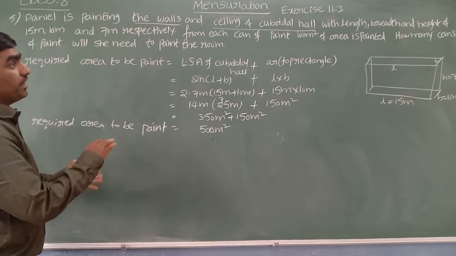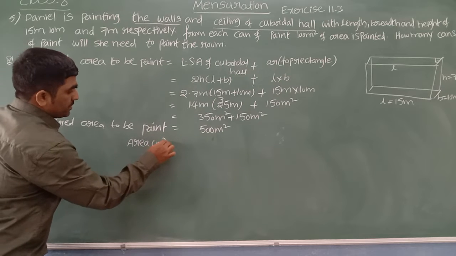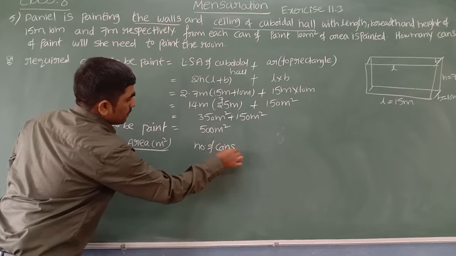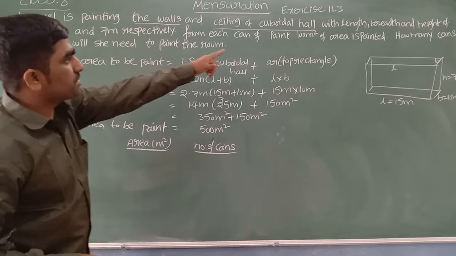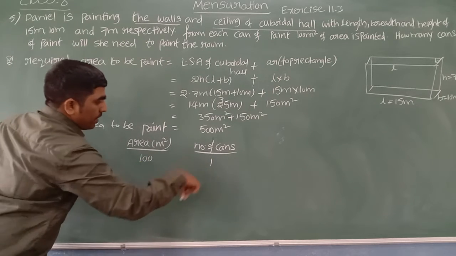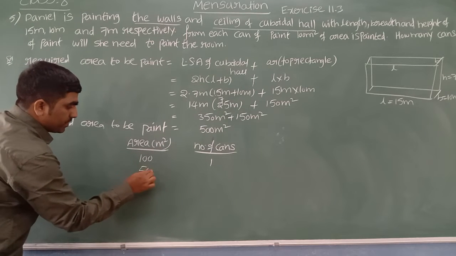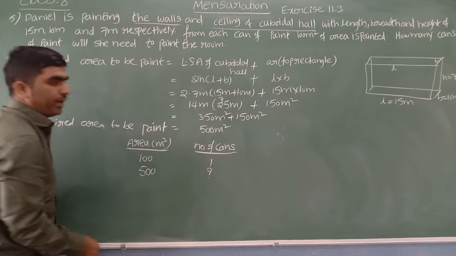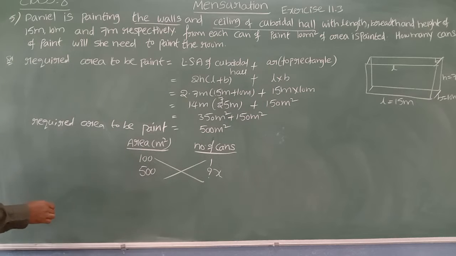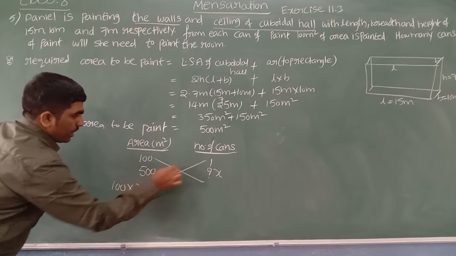Here the comparison is between area and number of cans. We'll write here area in square meters and number of cans. So what is the area here? 100 square meters. So when the area is 100 square meters, number of cans is 1. According to this, when the area is 500 square meters, how many cans are required? We don't know, so we'll take some x number of cans. Then you can go with cross multiplication. 100 into x is equal to 500 into 1.